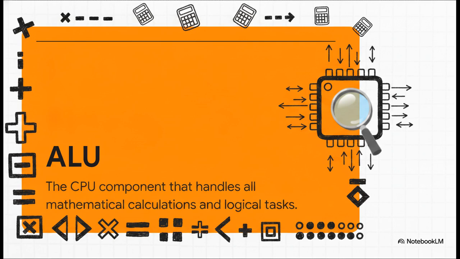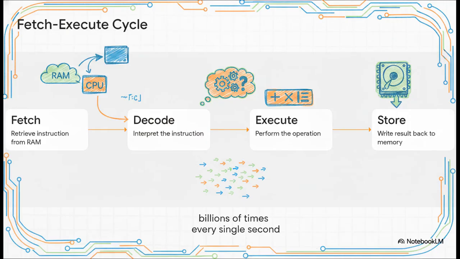And this brilliantly illustrates the actual heartbeat of your computer, the fetch-execute cycle. It's a simple four-step dance. First, the CPU uses an instruction pointer to fetch the next piece of code from your RAM. Second, the control unit decodes what that instruction actually means. Third, the ALU executes the math. And finally, the result is stored right back into memory. This cycle doesn't just happen once or twice, by the way. It is happening literally billions of times every single second.